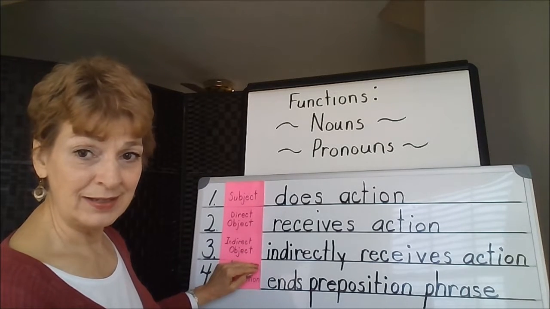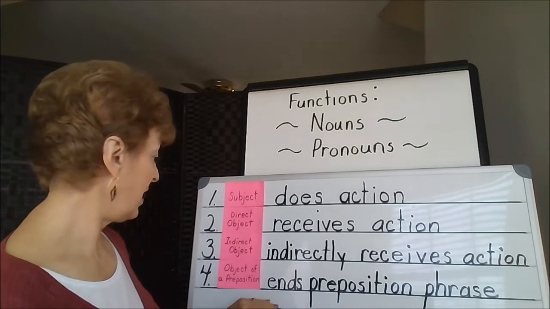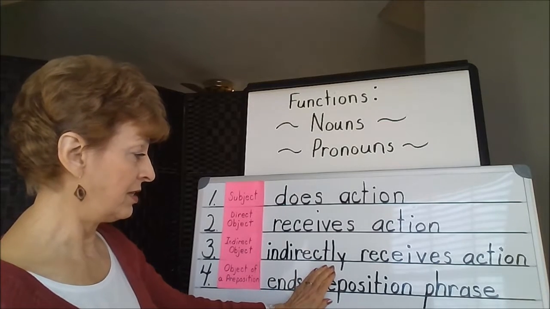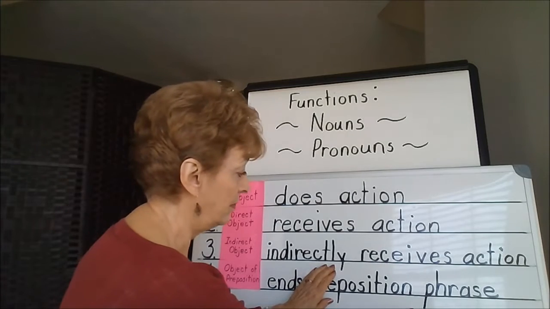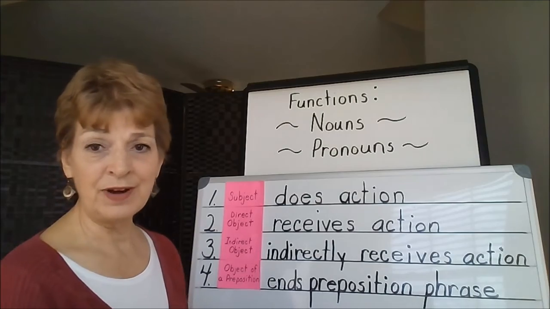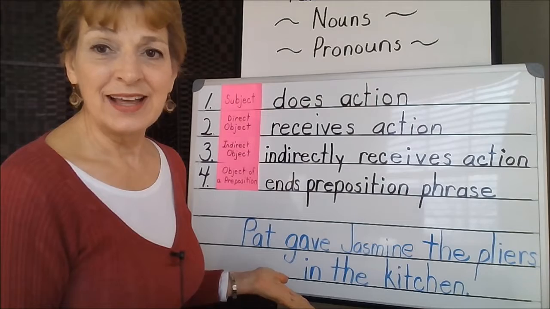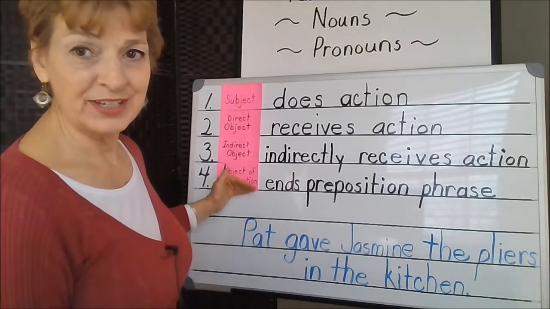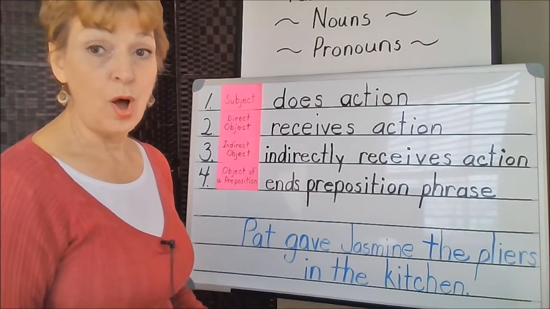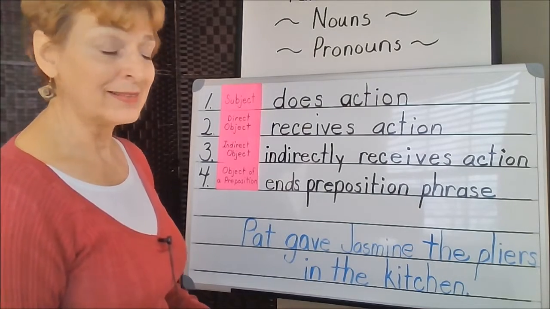Indirect objects indirectly receive the action. And the object of a preposition, well, a preposition shows a position. And the object of the preposition ends the prepositional phrase. More on that later when we actually talk about prepositions. I've written a sentence that uses all four of the functions of a noun or a pronoun. Not all sentences use all of the functions of a noun or pronoun, but this one does.